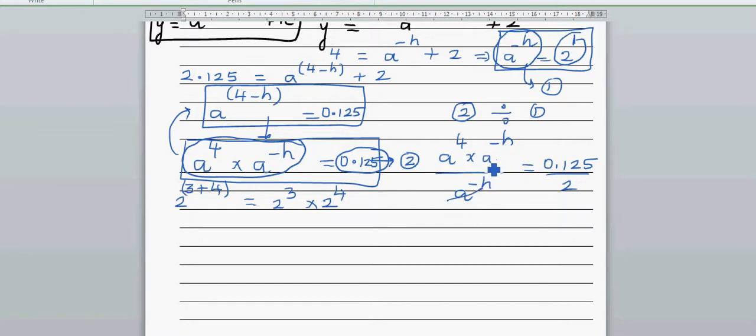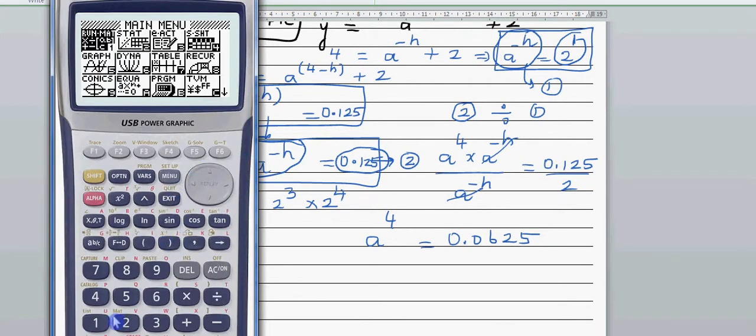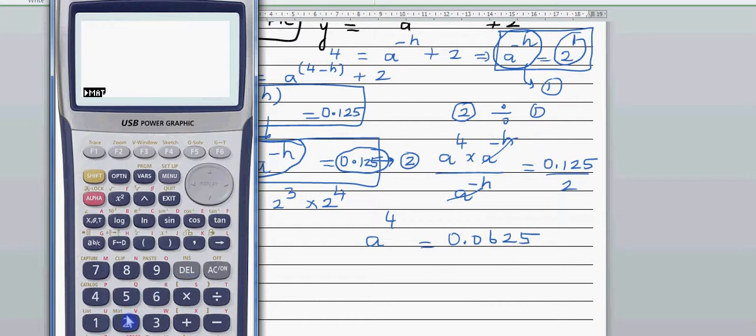So a to the power h and a to the power h will get cancelled. So what is remaining is, now a to the power 4 is 0.0625. So let me show this on a calculator. So go to the run menu and then 0.125 divided by 2 equals 0.0625. And if you press this fraction key, that'll give you 1/16.